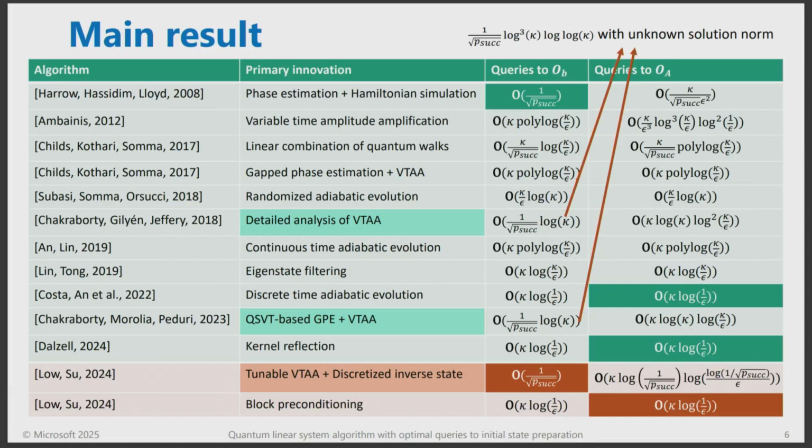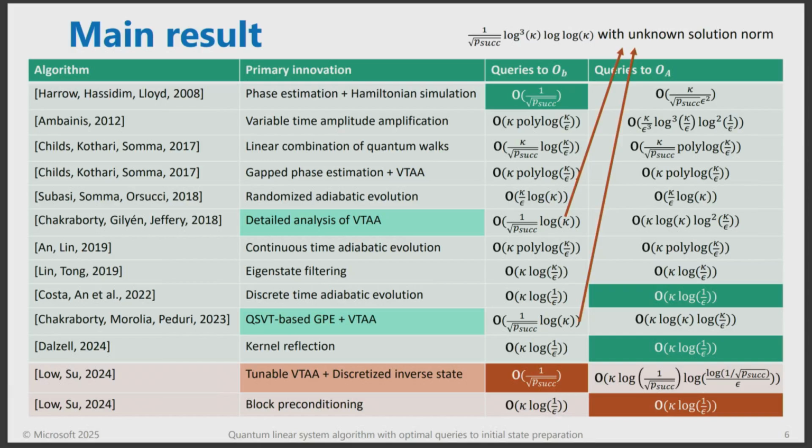That can definitely be improved by the adiabatic approach. But on the other hand, it will have a worse scaling in the initial state prep. So until today, the only approach that simultaneously achieves nearly optimal scaling for both initial state prep and block encoding is this method based on VTAA. The state-of-the-art VTAA result is a logarithmic factor away from optimal, but this is under a strong assumption that the solution norm is known a priori.